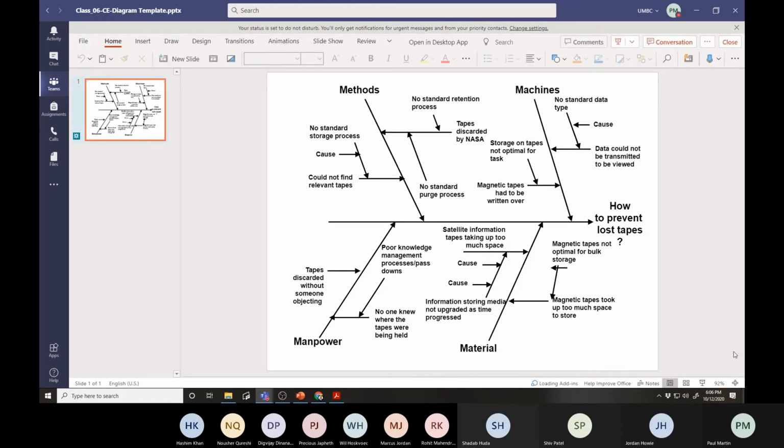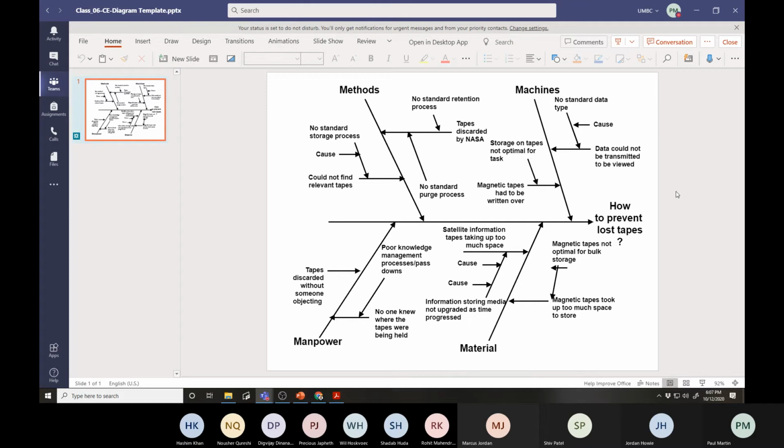But yeah. So we just tried to boil it down to the 4 M's. Oh, my computer just froze. Bear with me. It's all right. We're just looking at your thing.